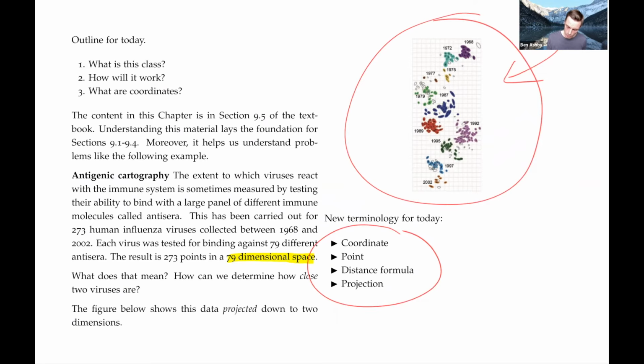And what was actually going on is that they looked at the interactions between different virus strains with 79 different antisera, so elements of the immune system, and they looked at what the reactivity was of those 79 different antisera and then projected them down onto this 2-dimensional plane. So although this is just represented as a 2-dimensional plane, in reality, this is information that came from 79 dimensions.